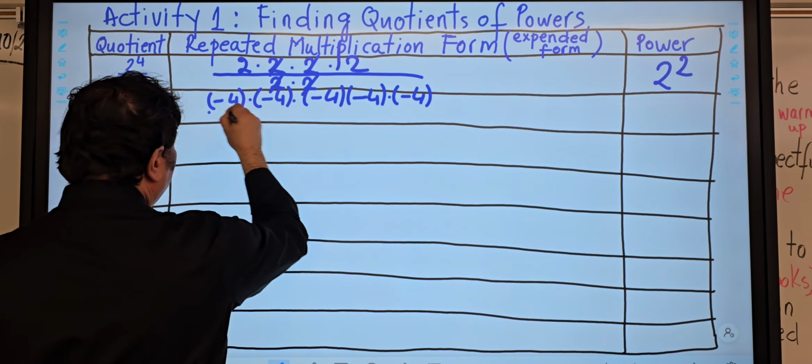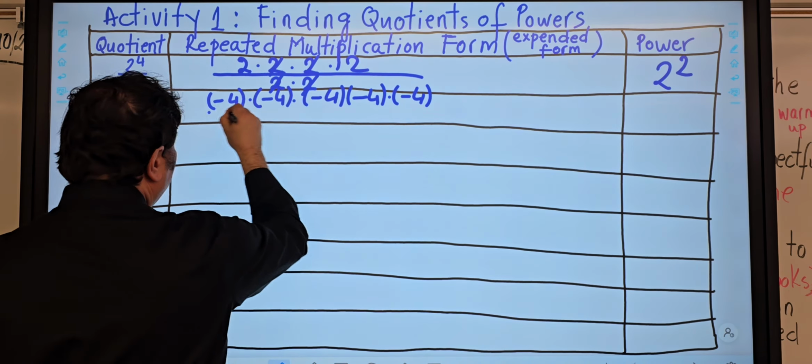Take a look at our examples here. The first example: we have 2 to the 6th power divided by 2 to the 4th power. If we use this formula, since we have the same base, which is 2, we can simply subtract the exponents. So we have 6 minus 4, 2 stays as the base, and 6 minus 4 becomes 2. So the answer is 2 to the power of 2. We used the formula we came up with by inductive reasoning, and we came to this answer.